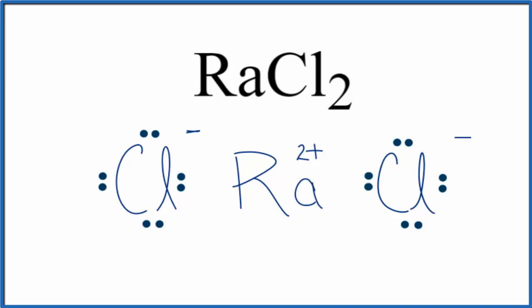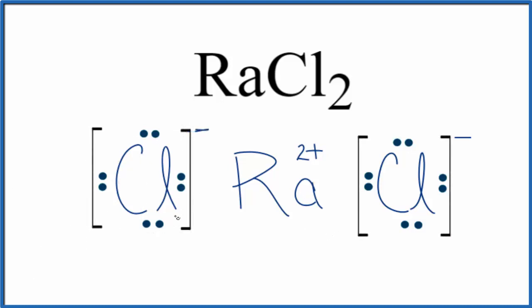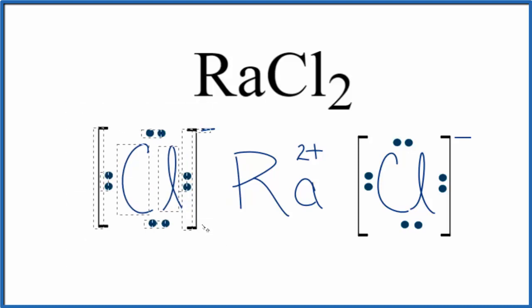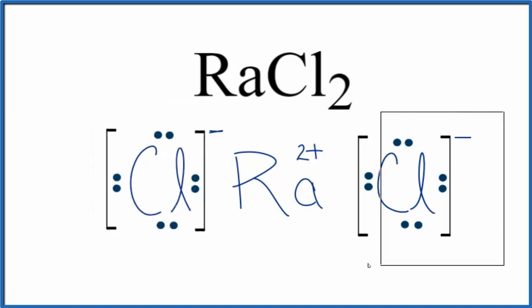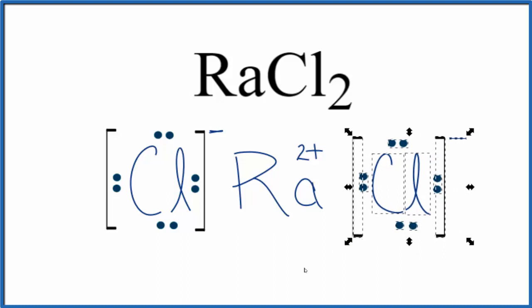Let's put brackets around each chlorine, and that'll show that the electrons were transferred. They're not shared like in a covalent bond. The metal transferred its valence electrons to the nonmetal to form the ionic bond. These negative chloride ions are attracted to the positive radium, and this is the Lewis structure for radium chloride, RaCl2.